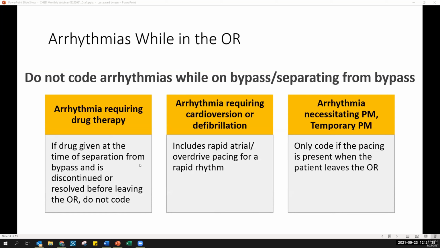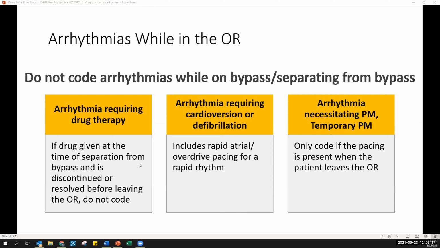All right, arrhythmias in the OR. We know over time that these definitions have been clarified, and I think sometimes with the clarification, it brings on more questions. What we do know for sure for all the arrhythmia treatments, I should say, is that we are not coding arrhythmias while you're on bypass, separating from bypass, in the process of separating from bypass, or in preparation to separate from bypass. So those we're going to discount. I'm only focusing on what's happening in the OR because what happens post-OR in the units is probably pretty straightforward. It's really what happens in the OR.